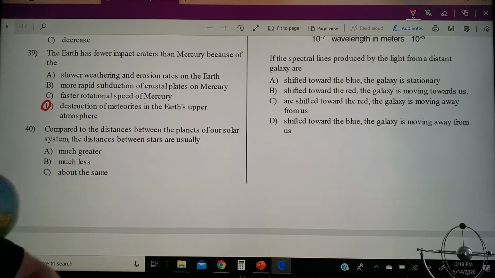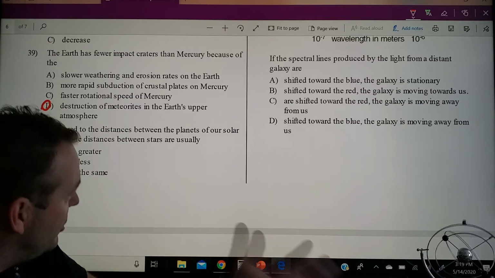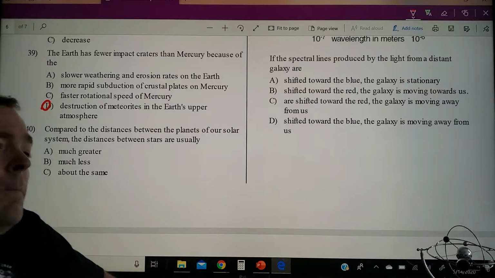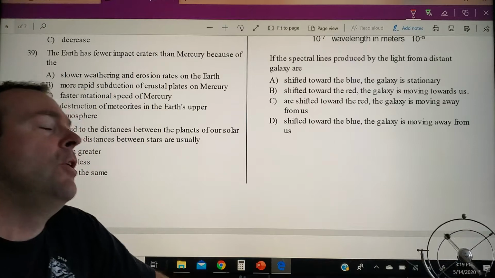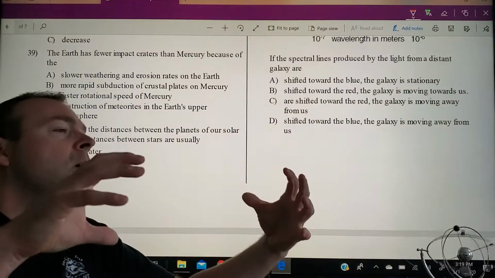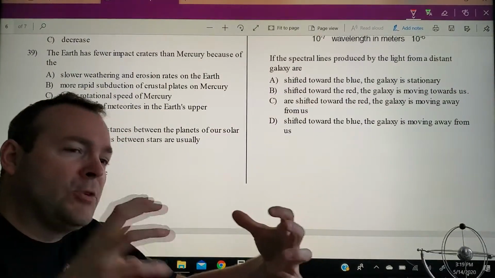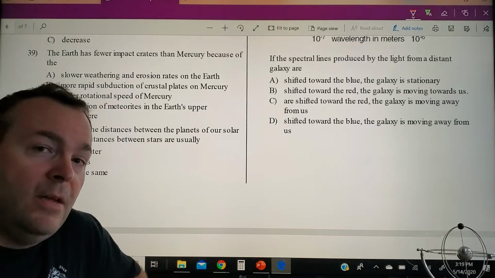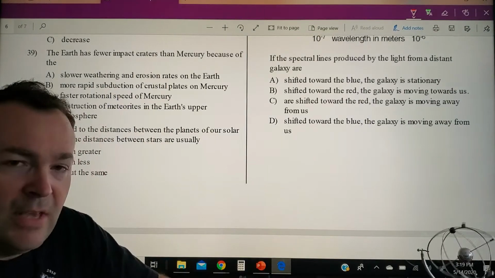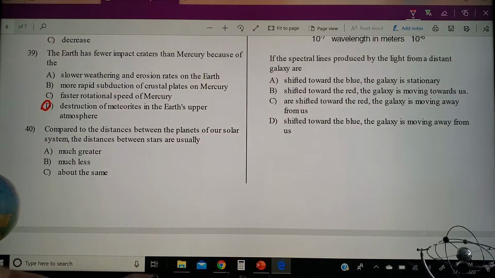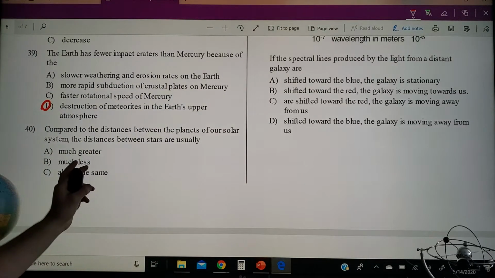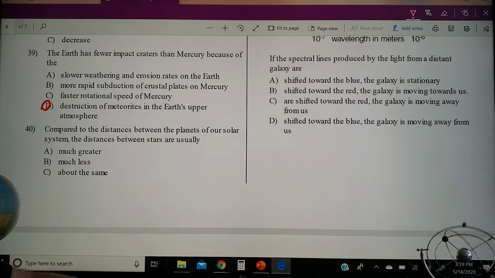For number 40, it says, compared to the distances between the planets of our solar system, the distances between the stars are usually what? Well, the next nearest star is several light years away. So within our solar system, the planets are much, much, much closer together relative to the rest of the stars in the galaxy and, of course, the universe. So, what do we have here? So the distance between the stars is generally going to be much greater.